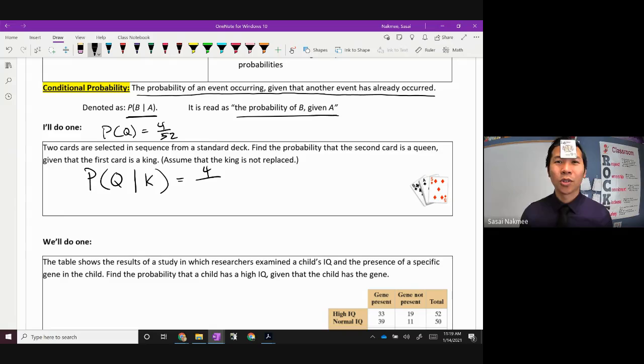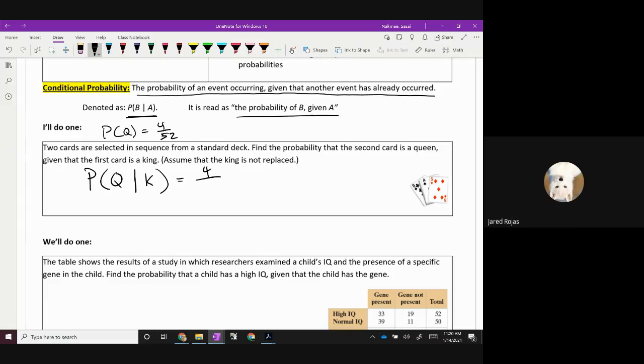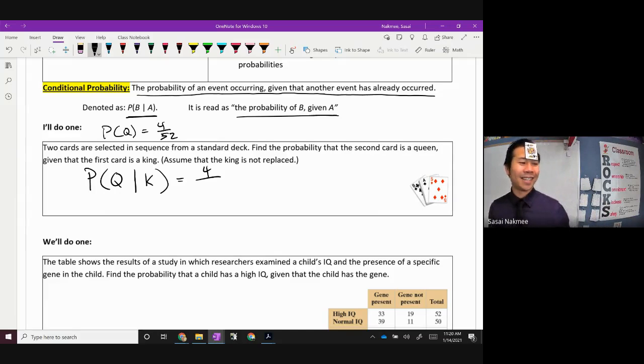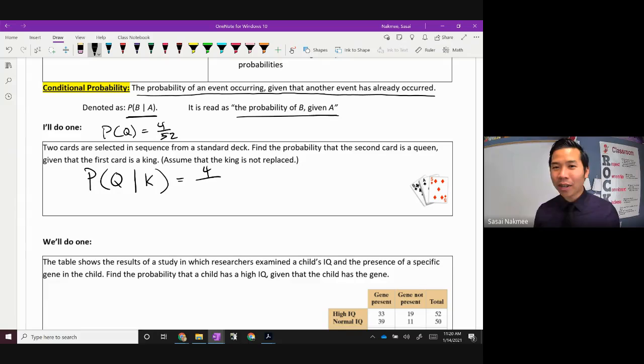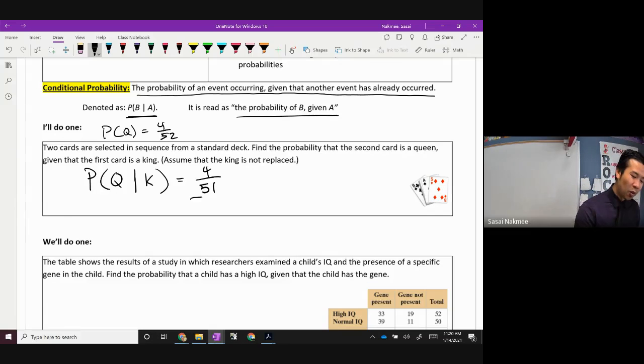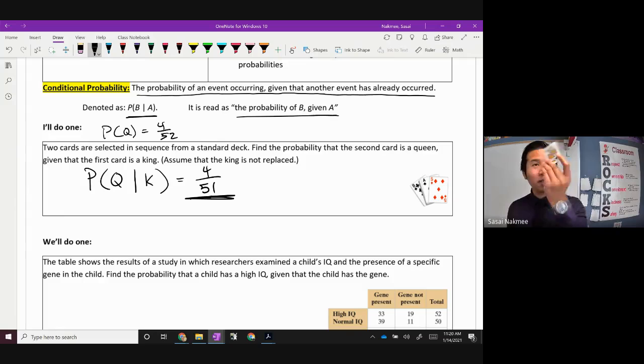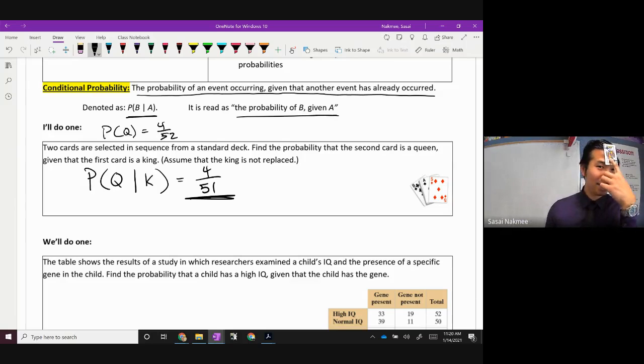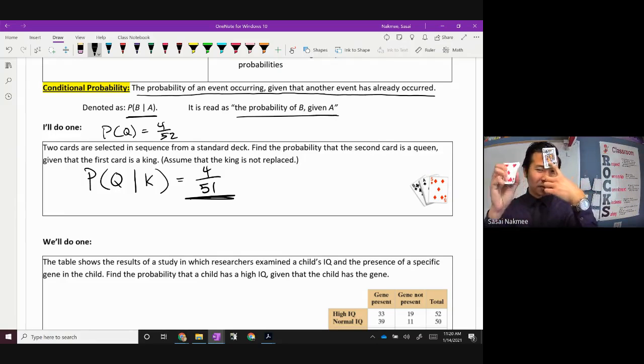There you go. So you drew your first card out. It was a king. How many cards are left in the deck? 51. 51, that's right. So the probability of you drawing a queen as your second card is no longer 4 out of 52. It's now 4 out of 51. Why? Because this king is stuck to my head. So there's only 51 cards left to draw.